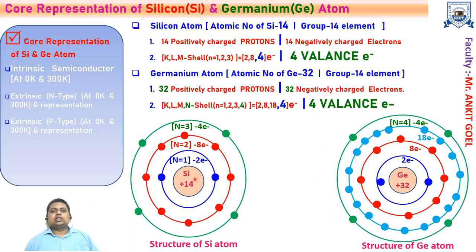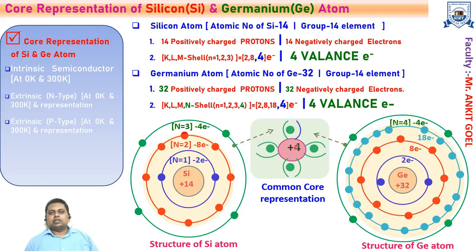So instead of representing the atoms separately, we have a common core representation in which we include only the inner shells of both atoms, and this is how they are represented. This plus 4 charge shows that we have 4 protons in excess, which are counterbalanced by the 4 electrons in the outermost shell. So overall this atom is neutral. This is called the core representation.